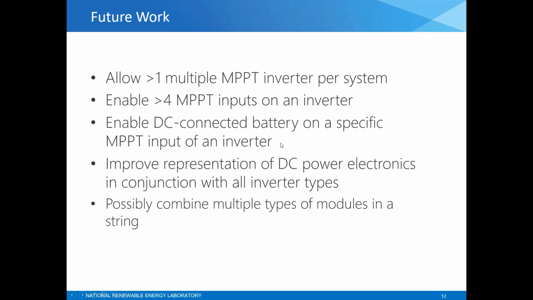Another limitation of the current model is that you cannot model a DC connected battery with a multiple MPPT inverter. You can model an AC connected battery, but again, the DC connected battery would need to be connected to a specific input on the multiple MPPT inverter, and so we took a sort of first step in that direction with this model, and we hope to expand the types of configurations with DC connected batteries in future versions dealing with multiple MPPT input inverters.